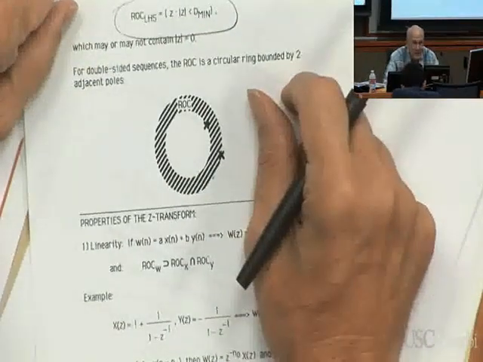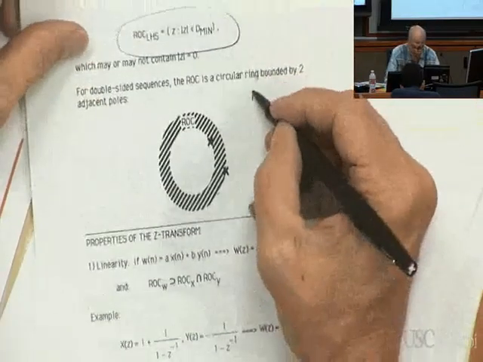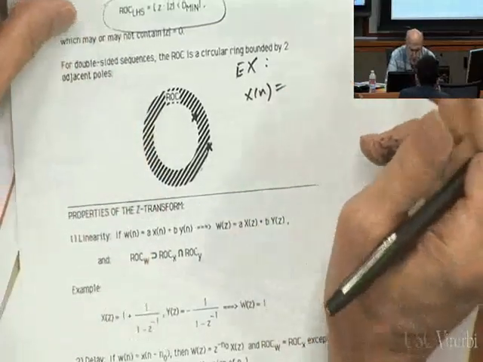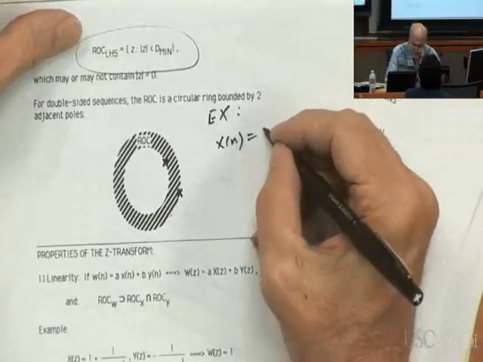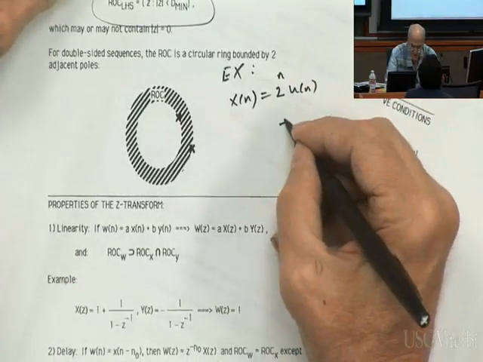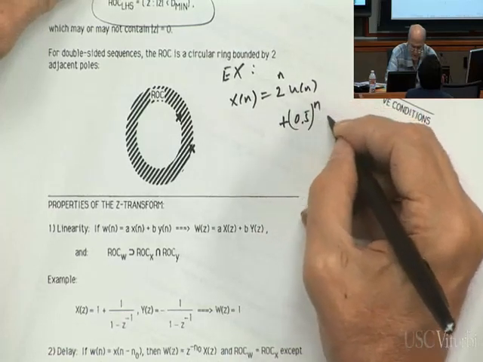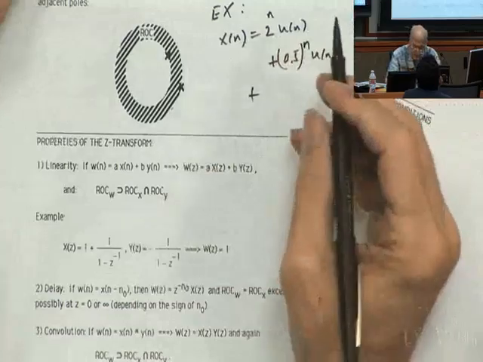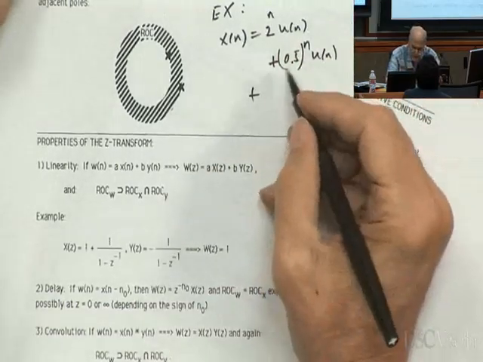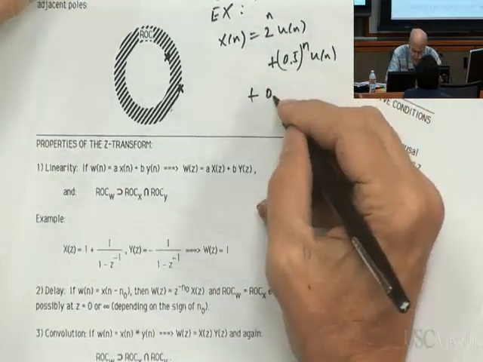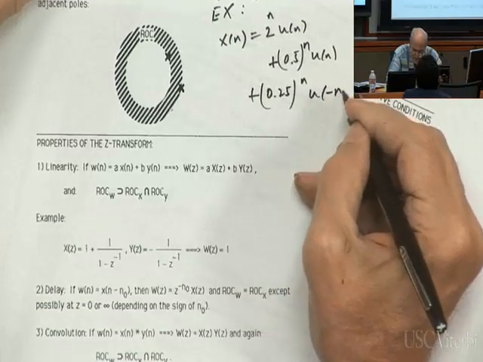Now, what would be interesting here would be another example. This is kind of an interesting one. x of n is equal to, let's see if I can do this right, a diverging sequence times u of n. Let me do another sequence, plus 0.5, another right-sided sequence. And then I'm going to add in, let's see, 0.25 is going to be less than that. I guess we could do that. 0.25 times u of minus n. Now, that's kind of an interesting one.